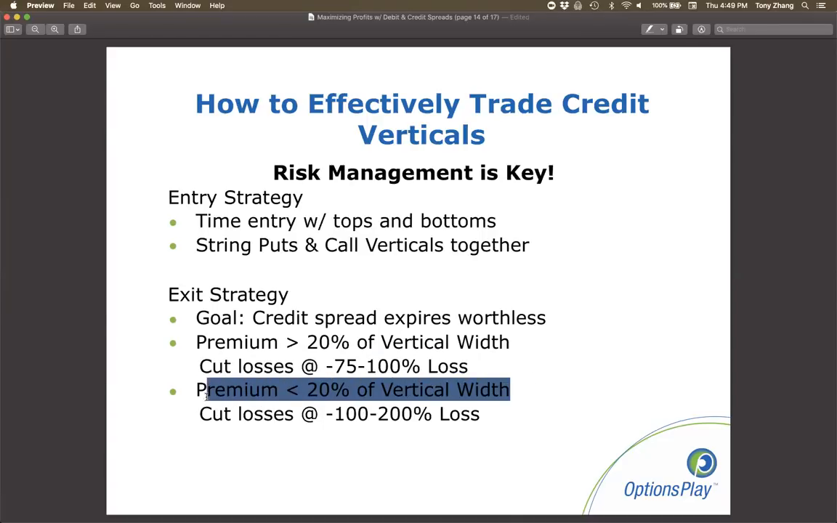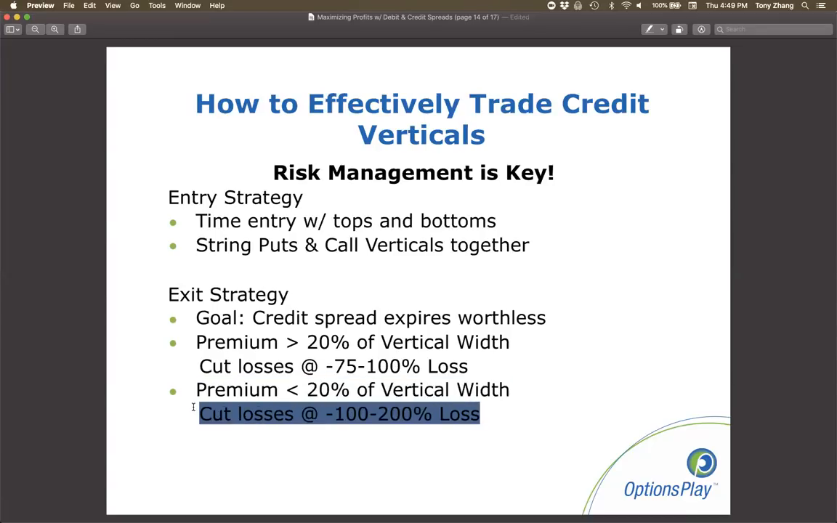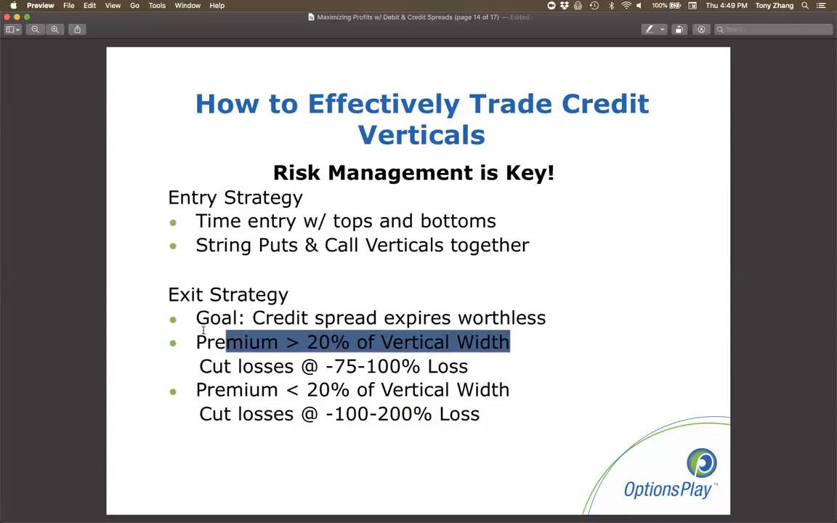If you're collecting less than 20% of the vertical width, so this is really when you're selling credit spreads that are relatively far away from the current price, that's when you want to cut your losses anywhere from 100 to 200% loss on the credit spread. So most of the credit spreads, if you follow our methodology, will fall under the first category. That's when you want to cut your losses where you have 75 to 100% loss on the credit that you receive.